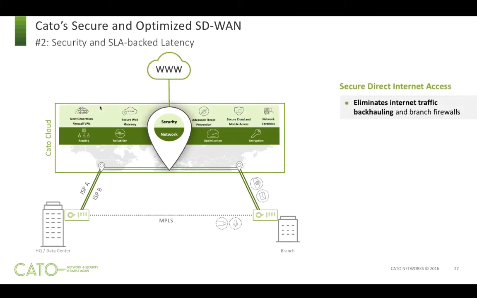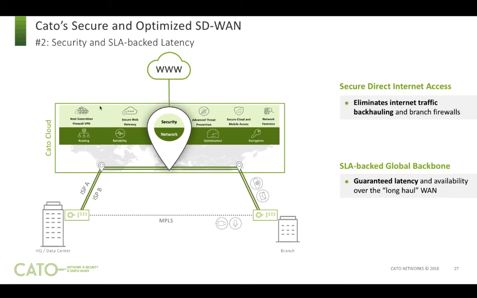The second part is, and this is the Cato advantage over any vendor in the market, that we provide integrated, secure, direct internet access. It allows you to eliminate third-party solutions and eliminate appliances. So every site connected to Cato will be able to exit directly to the internet without the need to backhaul traffic.